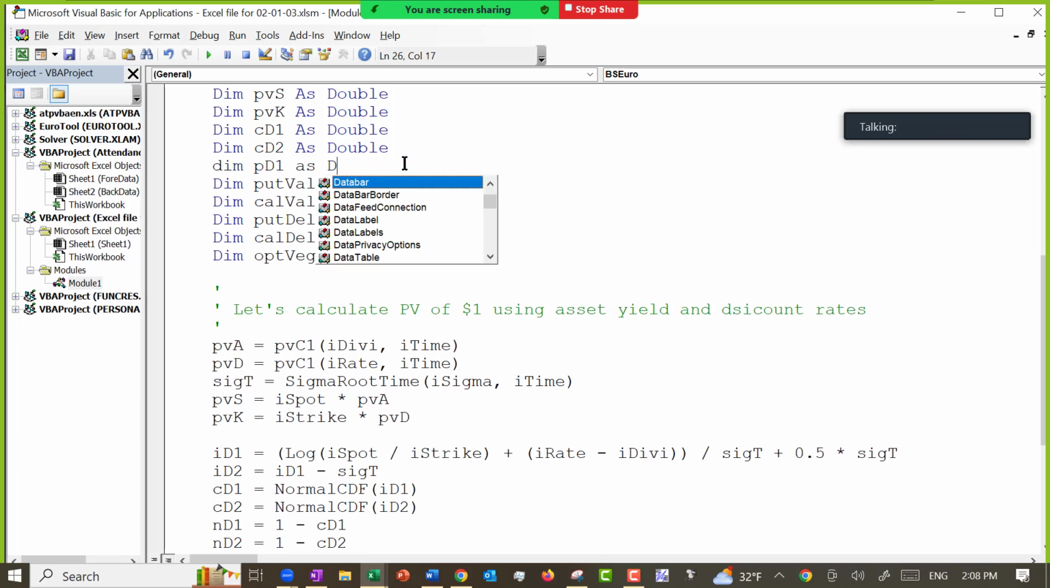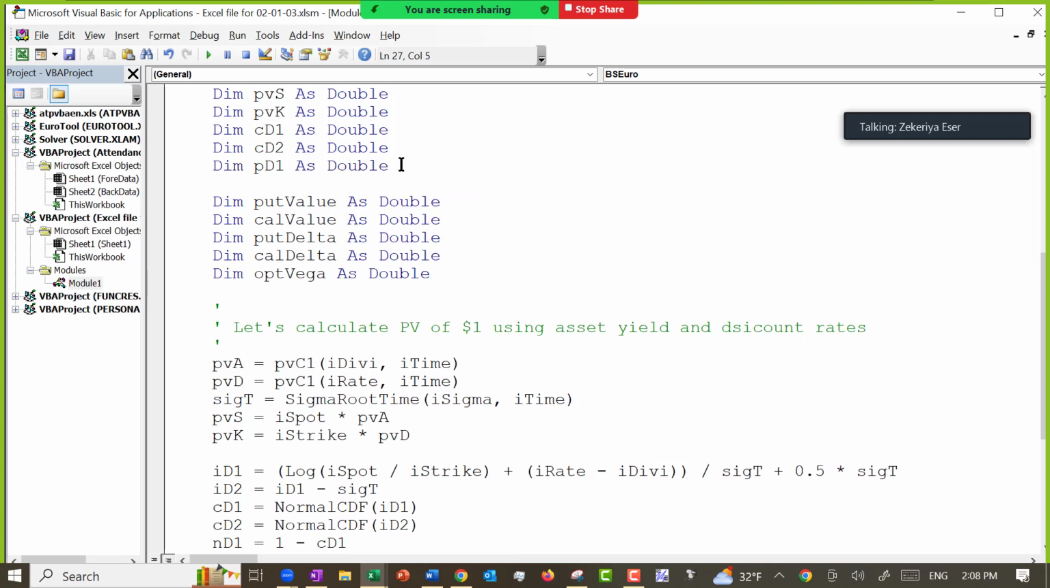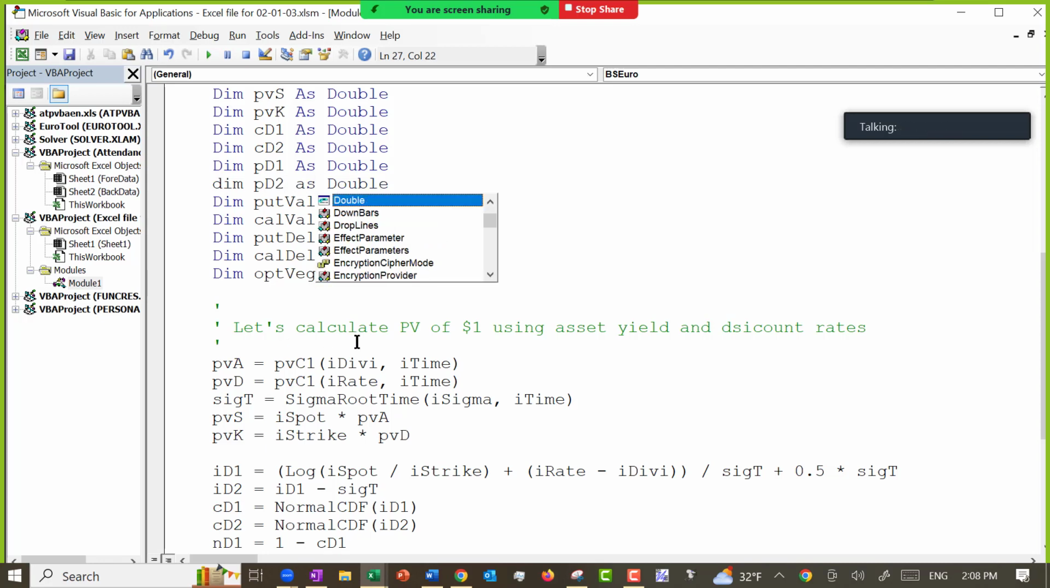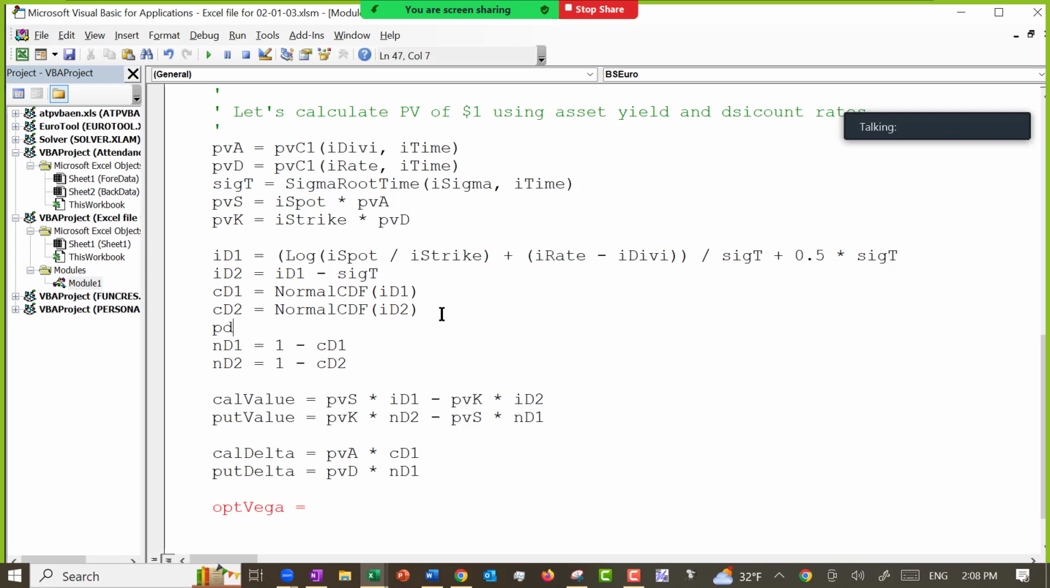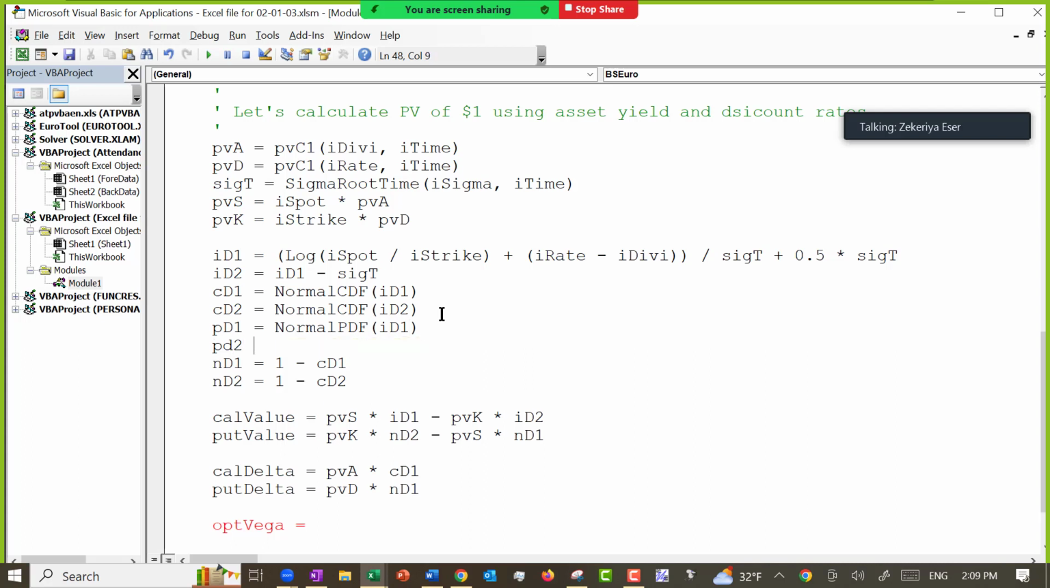And these Dim statements, it doesn't matter in what order you write them. I just want to group them. So let's calculate them here. PD1 equals normal PDF D1, ID1, and PD2 equals normal PDF ID2.